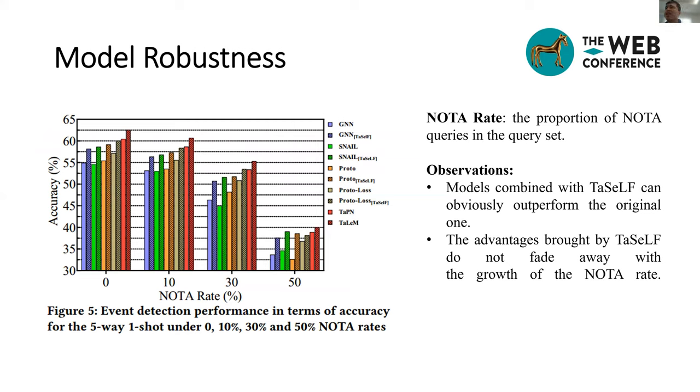Next, we also add some none-of-above queries into the query set to examine the global model robustness. Here, NOTA rate means the proportion of NOTA queries in the whole query set. From this figure, we can find that models combined with task self can easily outperform the original one. The advantages brought by task self do not fade away with the growth of the NOTA rates. This finding indicates that task self can strengthen the model robustness to deal with the disturbance of irrelevant data.